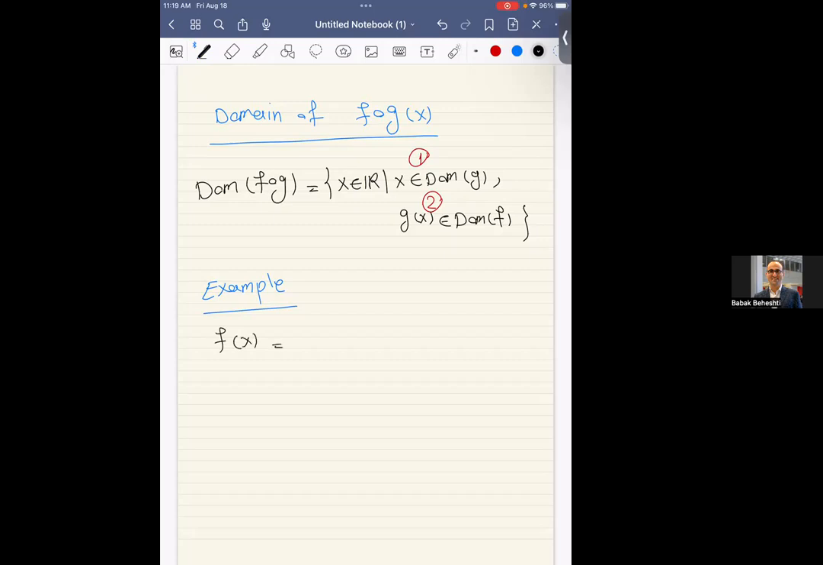For example, imagine that f of x equal to 1 over x minus 1 and g of x is, for example, e to the power x.